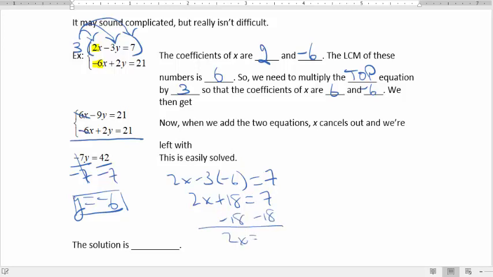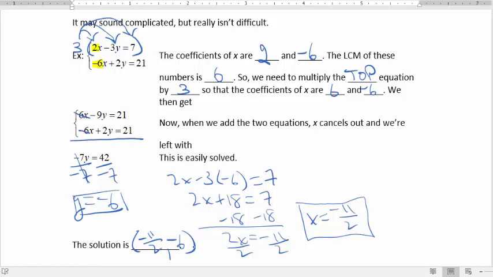So I'll have 2x equals negative 11, and then I'll divide by 2. So x equals negative 11 over 2. I mean, you could write negative 5.5, but negative 11 over 2 will suffice, especially because you generally want to avoid decimals, because if they're repeating, you don't want to write them. So my solution in this case would be an ordered pair. If I want to write it as an ordered pair, negative 11 over 2, negative 6.